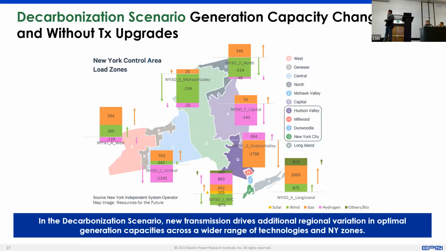Also, within each zone of New York, what happens to the generation when you add transmission into consideration? In some cases, the initial plan had more wind, but after you build transmission, not so much wind was required. So that's when the arrows are going down for each technology. I'm showing solar, wind, gas, hydrogen, and others. The point here is, once you add transmission, that can change the generation profile within each zone.